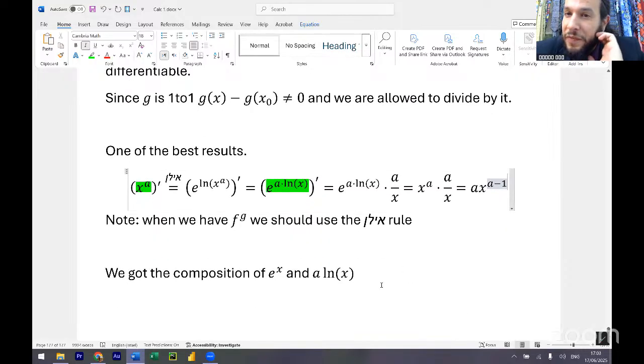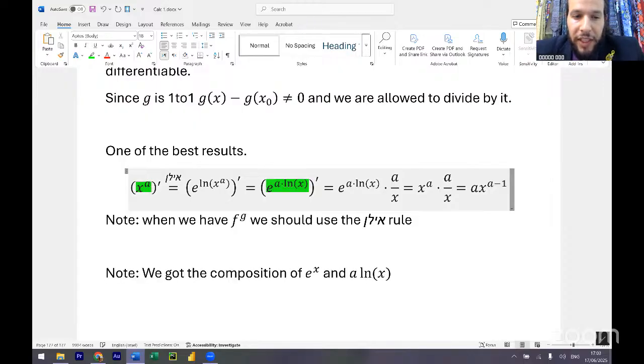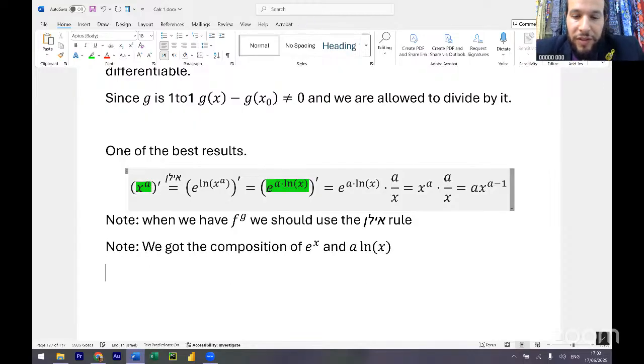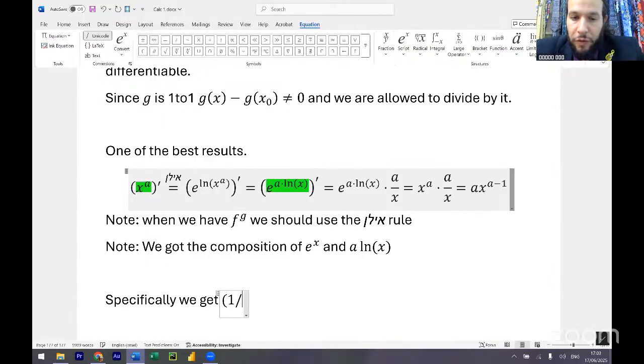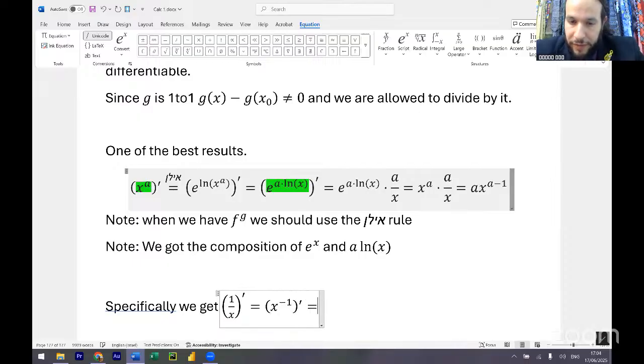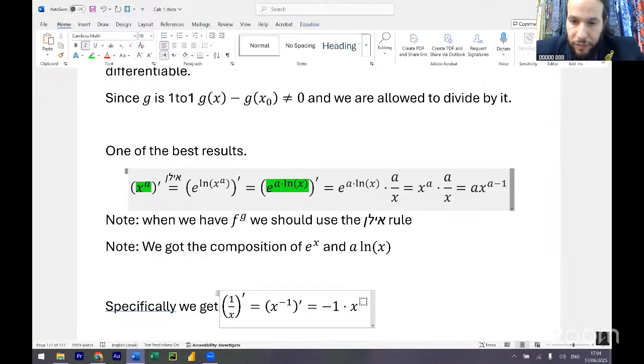Any questions? Another point, specifically, we'll see later why I'm pointing that out: the derivative of 1 over x, which is the derivative of x to the power of minus 1, is minus 1 times x to the minus 2, which is minus 1 over x squared.